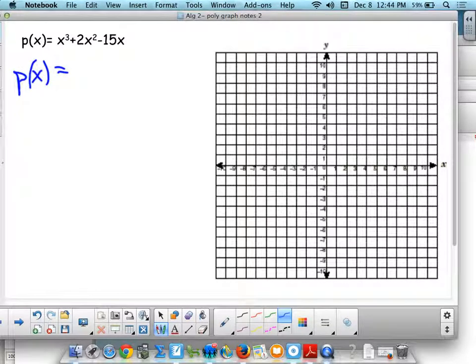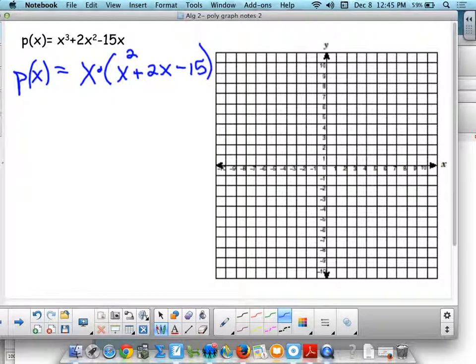Say it again. Take out an x, the GCF. Take out an x times. Tell me what's left if you take out an x. X squared. Now what? Plus 2x. Now what? Minus 15. Good.